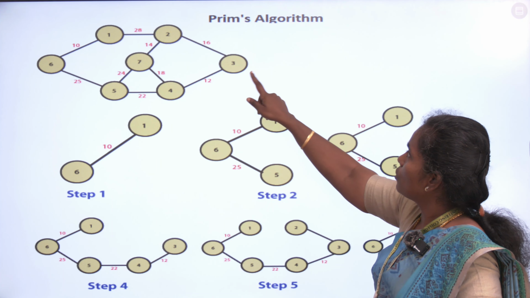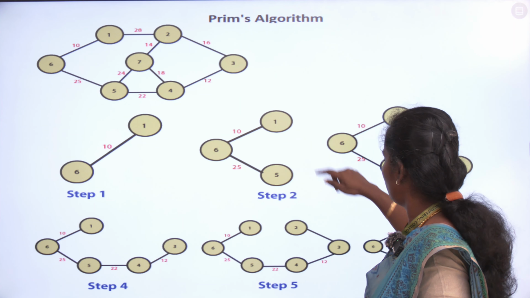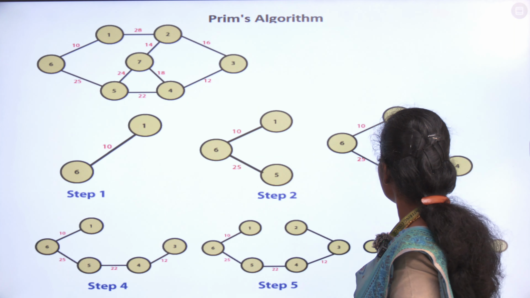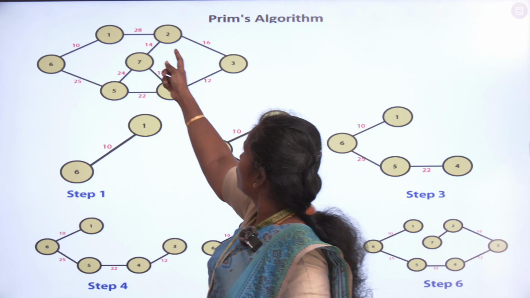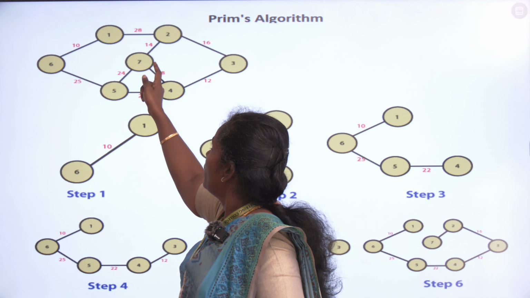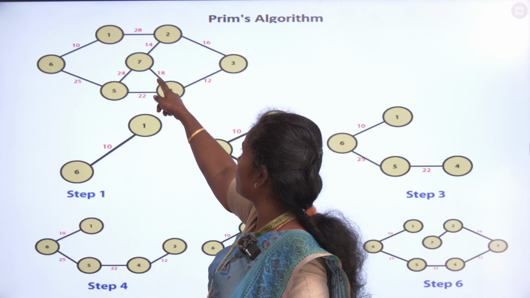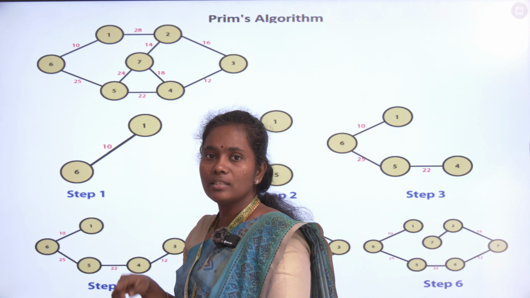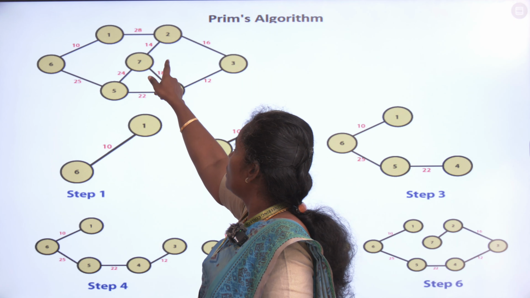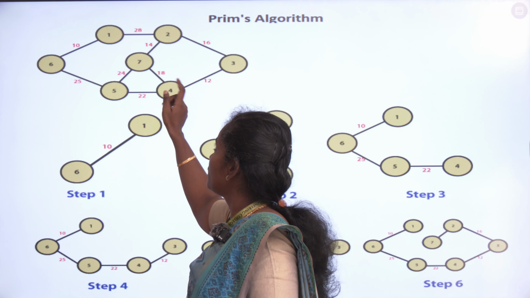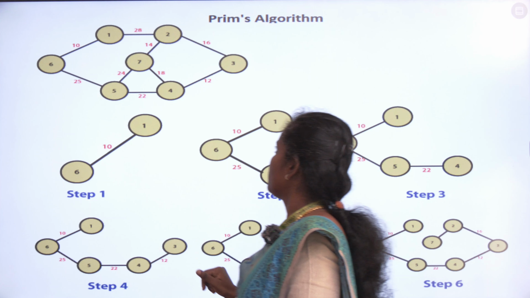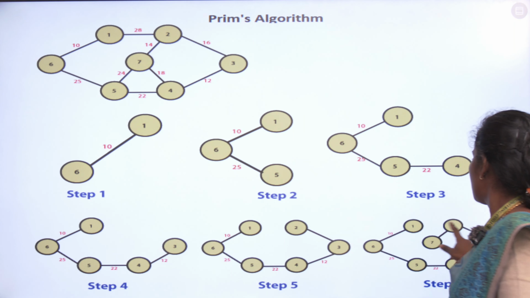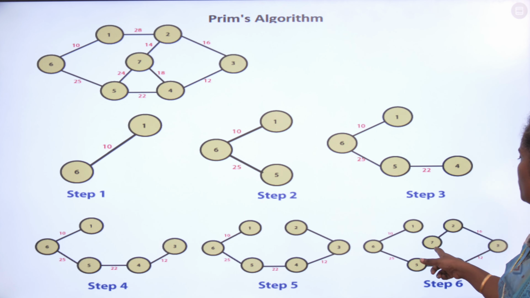From 3, there are no other options. I can move only to node 2. So I moved. Next from node 2, I can go to node 1 or node 7. But I will choose node 7 because of the lesser value, and also if I choose node 1, it will form a loop. So definitely I will not choose that edge. It will discard that edge. So I move from 2 to 7. This is the spanning tree using Prim's algorithm.